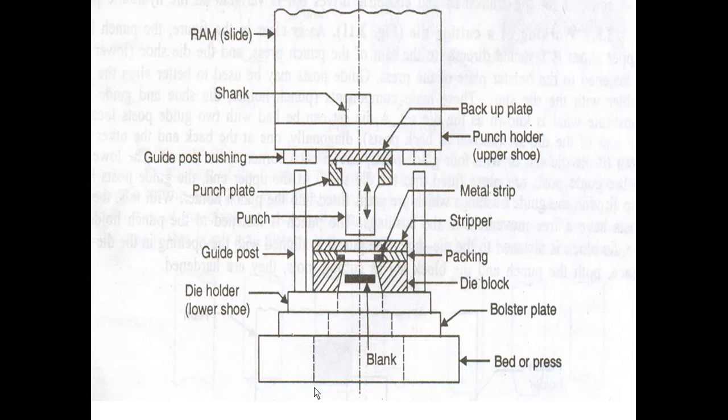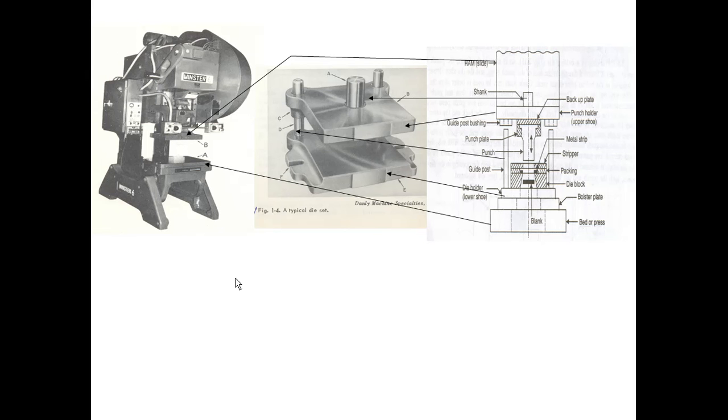So this is the actual assembly of the press tool. You can observe here A, it is the bed of the press. B, it is the ram. Then in the middle figure you can observe A, it is the shank, which is an integral part of the punch holder or upper shoe. Here it is the guide bushings, guide post, die holder or lower shoe, and here it is the complete assembly.